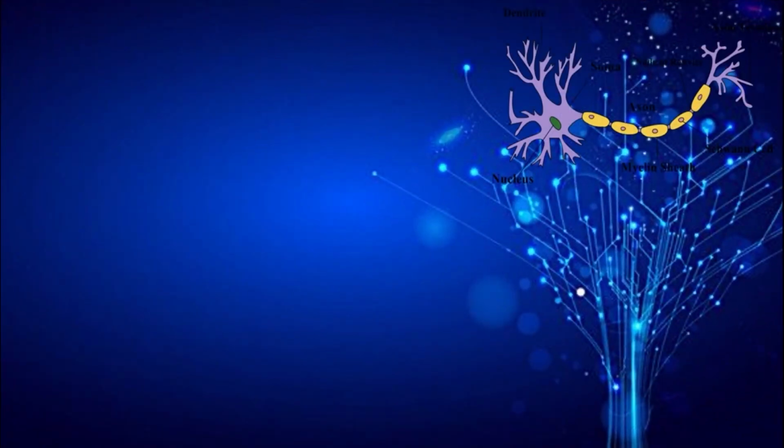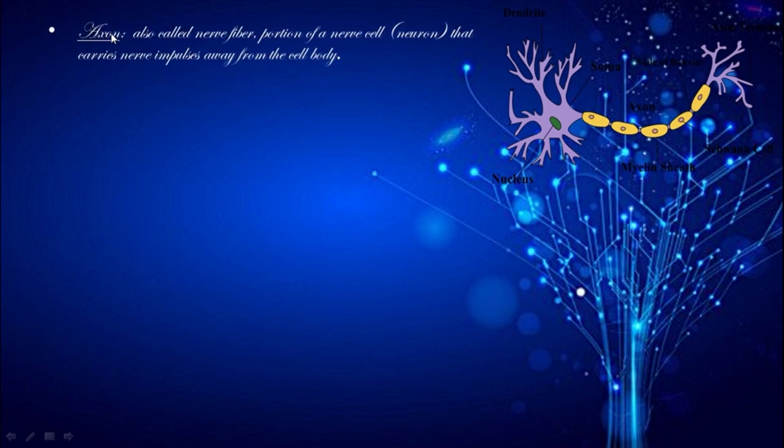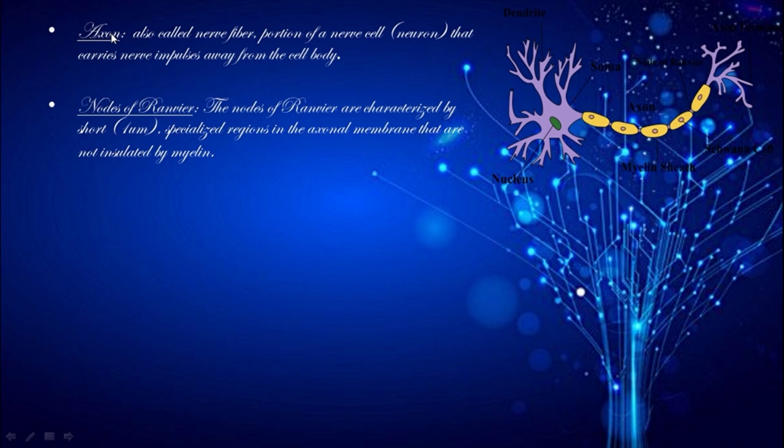The next topic is axon. Axon, also called the nerve fiber, is a portion of a nerve cell that carries nerve impulses away from the cell body. The next is nodes of Ranvier. The nodes of Ranvier are characterized by short specialized regions in an axonal membrane that are insulated by myelin.